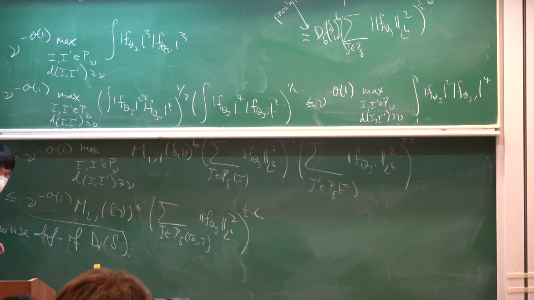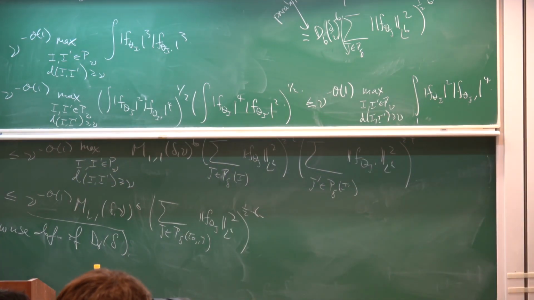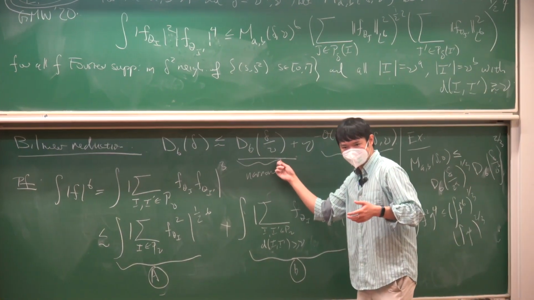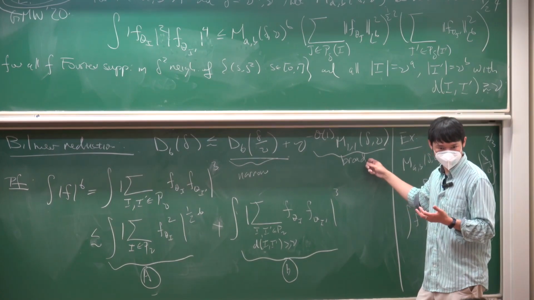Okay. And so the moral of the story is that we've controlled d6 of delta by d6 at a larger scale. This is always good. This is the not significant piece, plus the multilinear constant. So this doesn't necessarily reduce the problem to a multilinear problem, but given that this term is almost always the nice piece, this effectively reduces studying d6 into the multilinear piece.